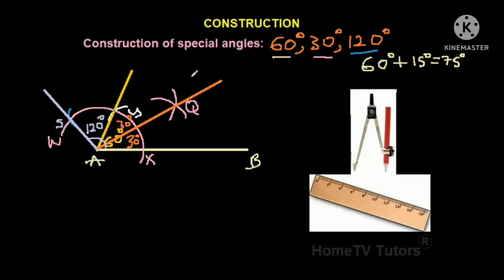Good. So now you can see why we call these angles special angles. In the next video, we are going to see the construction of some other special angles like 45 degrees, and also 90 degrees.